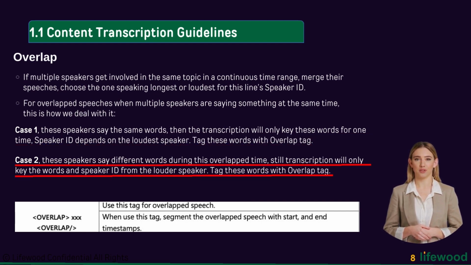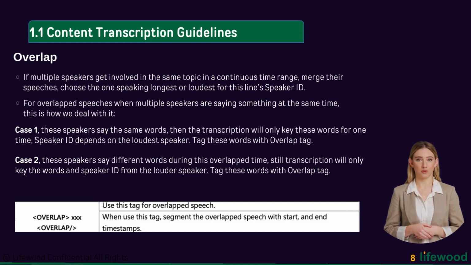In case 2, when speakers are saying different words during the overlapped time, still transcription will only key the words and speaker ID from the loudest speaker. Tag these words with overlap tag. The image below shows when to use the overlap tag. So, this will be used when there is an overlap in speech. When using this tag, segment the overlapped speech with start and end timestamps.